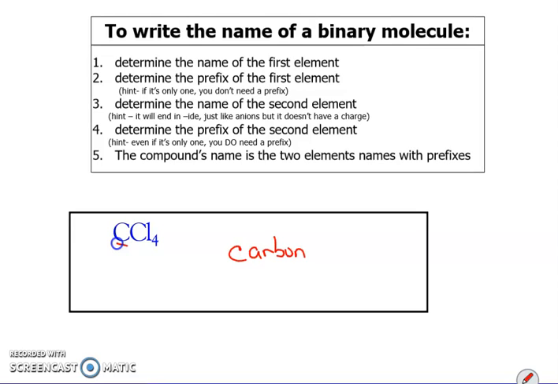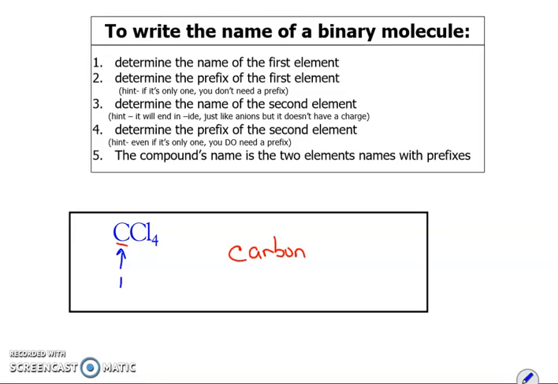Then the second thing, it says determine the prefix of the first element. Well, the prefix has to do with how many of them there are. In this case, we only have one carbon. There's not more than one carbon. So if there's only one, we're not going to use any prefix. If there were more than one carbon, we would use a prefix. If there were two, it would be di. If three, tri. Four would be tetra. Five would be penta. And all the way up: hexa, hepta, octa, nona. Anyway, there's only one, so there is no prefix.